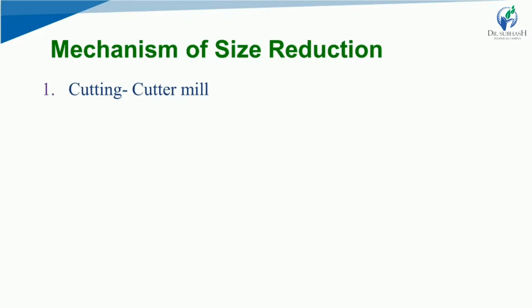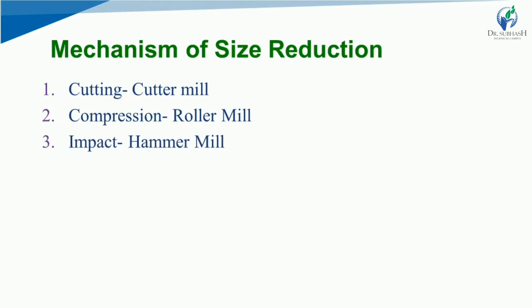The material is cut by means of sharp blade. Here blades are used to cut the material. It is useful for comminution of fibrous or waxy solid. Example is cutter mill. Second one is compression. In this mode, material is crushed between the rollers by applying pressure on them. Example, roller mill. Third is impact.